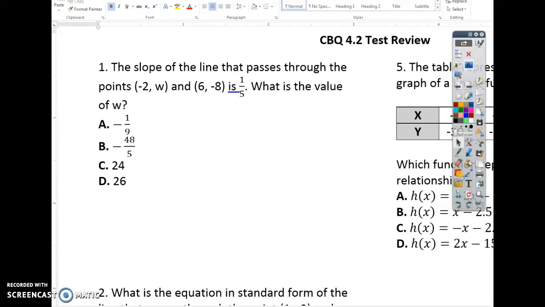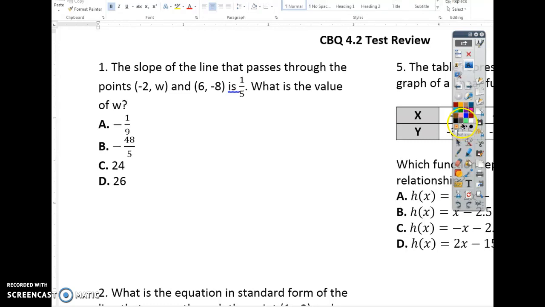Okay, don't forget that the test is tomorrow, and if you're wondering what the test looks like, it looks exactly like this review. So if you look at some of these problems and you think that they're hard, that's how it's going to be tomorrow. So you need to really pay attention and do everything that I do on here so that you can have a good chance to pass the test tomorrow.